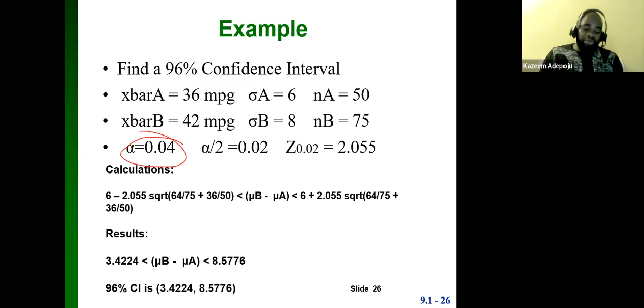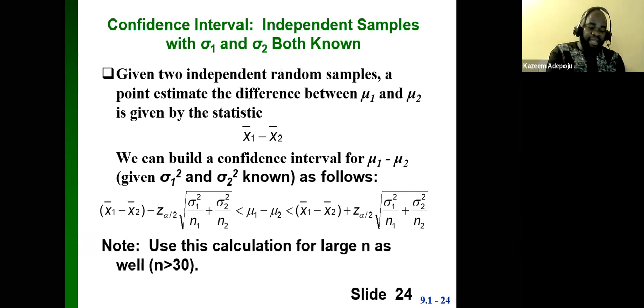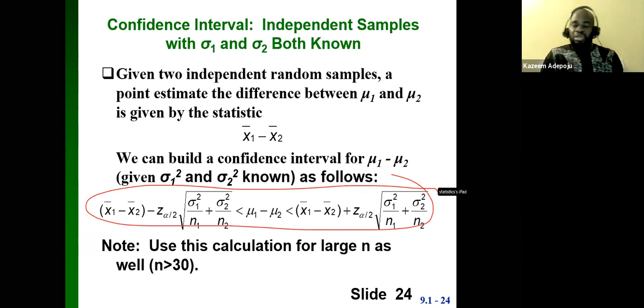Then you're going to do alpha divided by 2, and of course, you're going to have 0.02. When you check the z value associated with that, that will give you 2.055. And if that gives you 2.055, then you can actually use the formula. So which formula do you want to use? You're actually going to use the formula right here. You're going to plug those things into the formula.